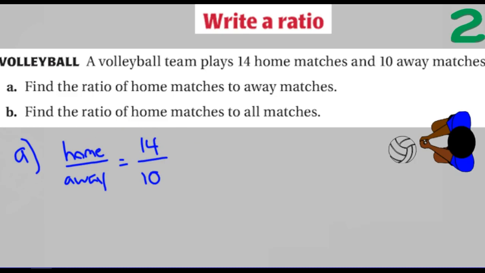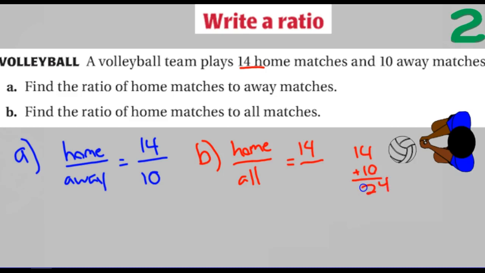B says to find the ratio of home matches to all matches. So they play 14 home to all matches. They play 14 home and 10 away matches. So in total, it would be 14 plus 10 gives us 24. So 14 over 24.